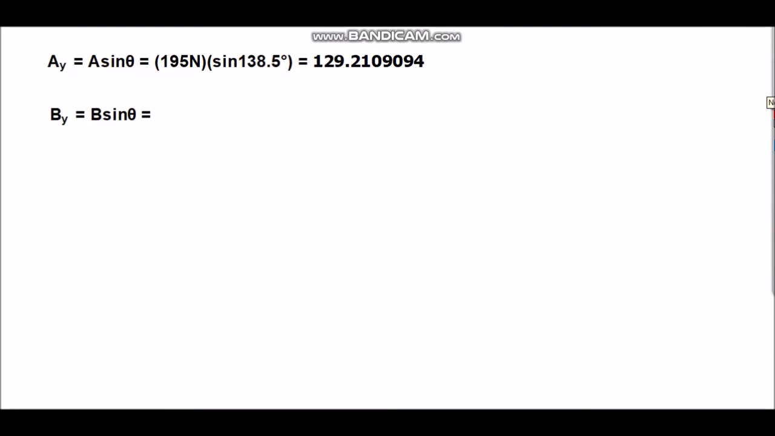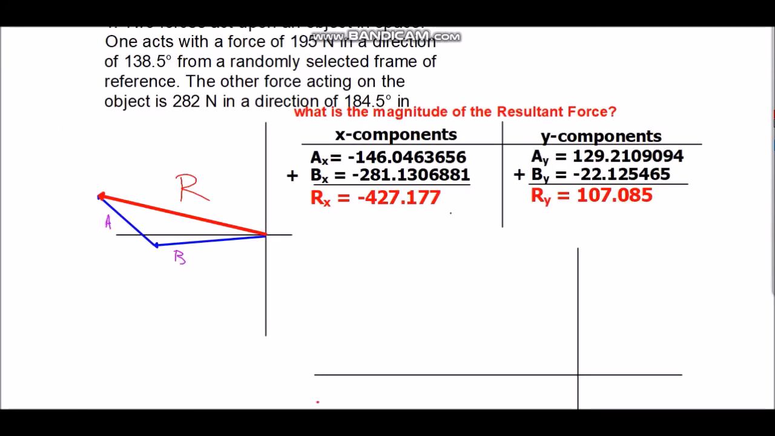For my second vector, if I want to find out its y component, I'm going to take its magnitude times the sine of its direction. So go ahead and do that. 282 is its magnitude, its direction is 184.5. Put it in my calculator, and I get negative 22.125465. Cool. So I'm going to take these two, put them into my chart, which you can see I cleaned up a little bit here, add them up, and I now have the y component of my resultant.